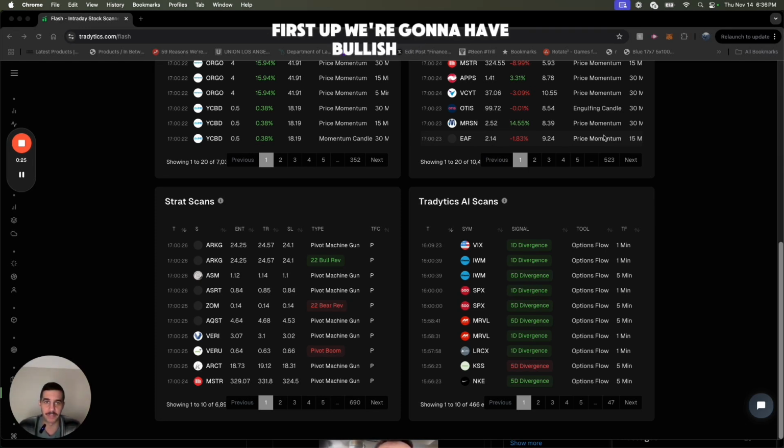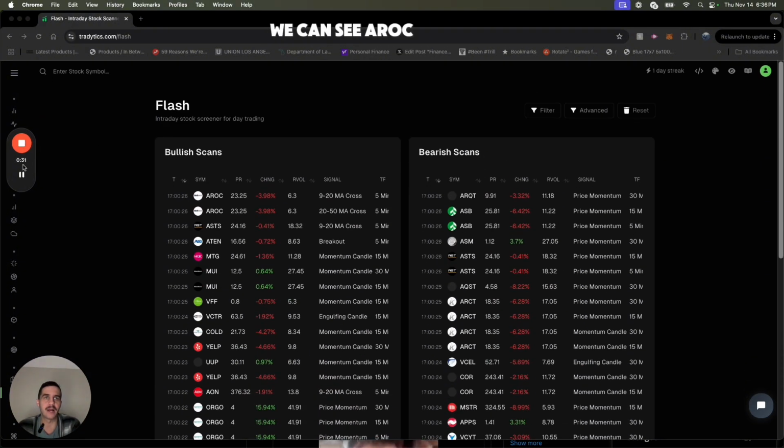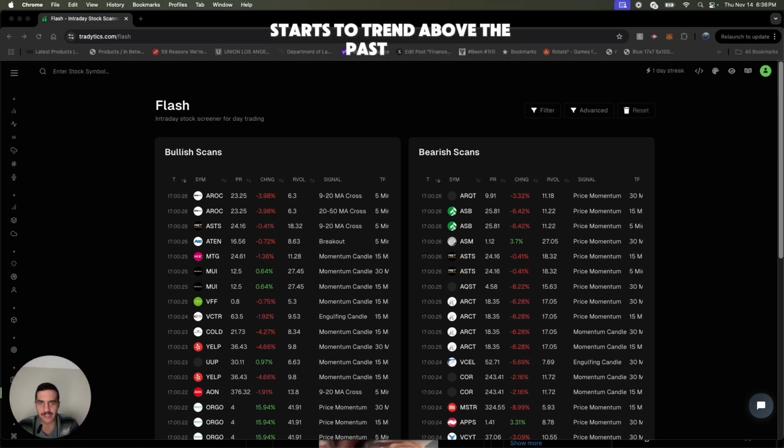First up, we're going to have bullish scans. These show stocks that are gaining strength. For example, at the top here, we can see AROC has a 9 to 20 MA cross. And what does that mean exactly? It's a sign that the stock's short-term trend might be going up. Moving average crosses happen when a stock's price starts to trend above the past price. So if you're looking for stocks that might go up, this scan is a great place to start.